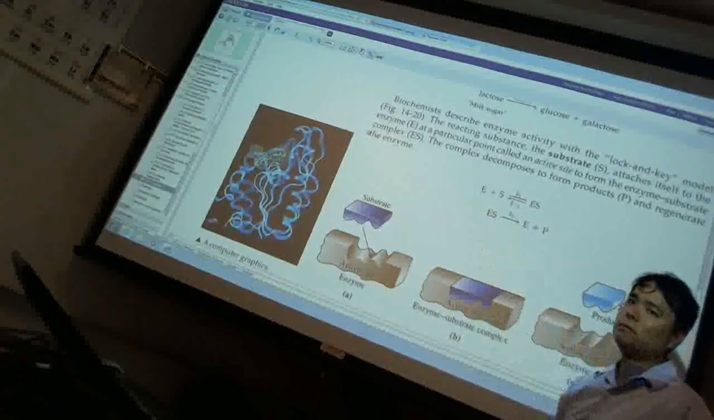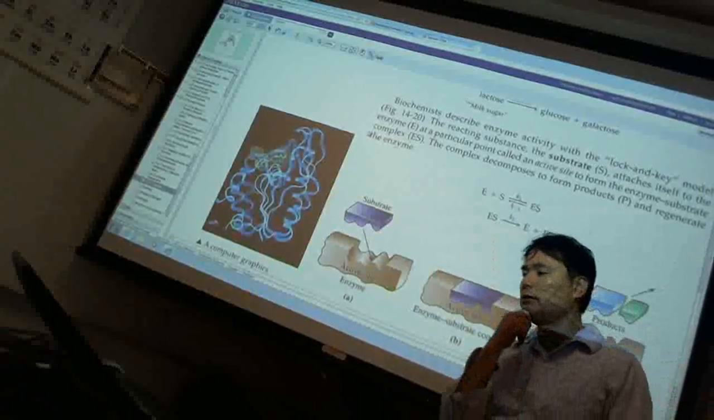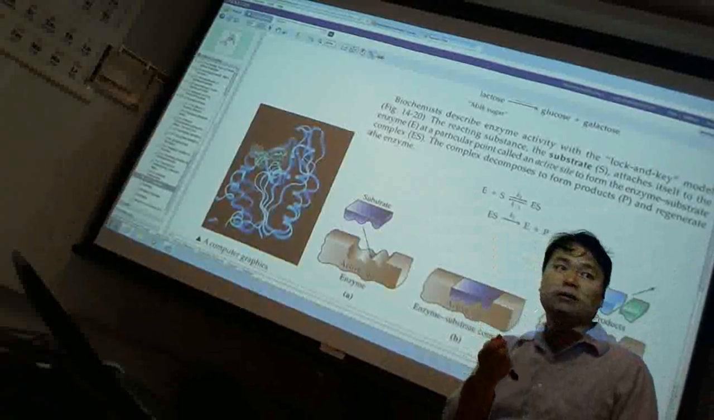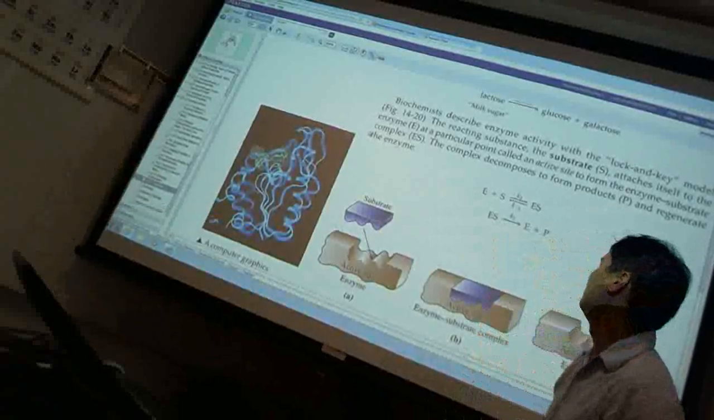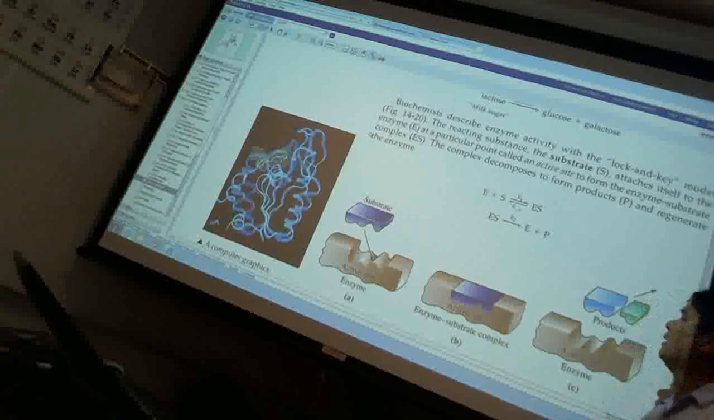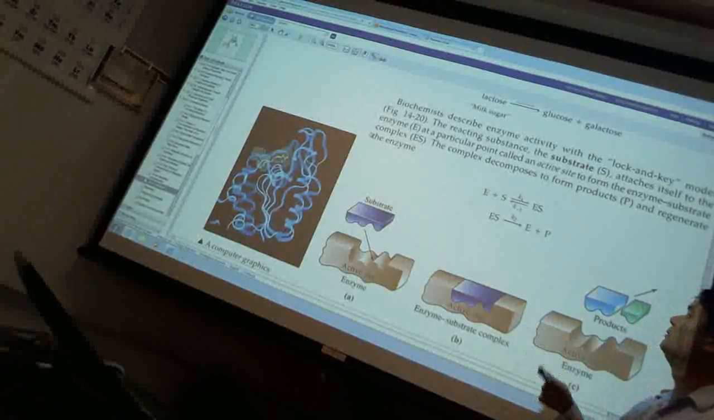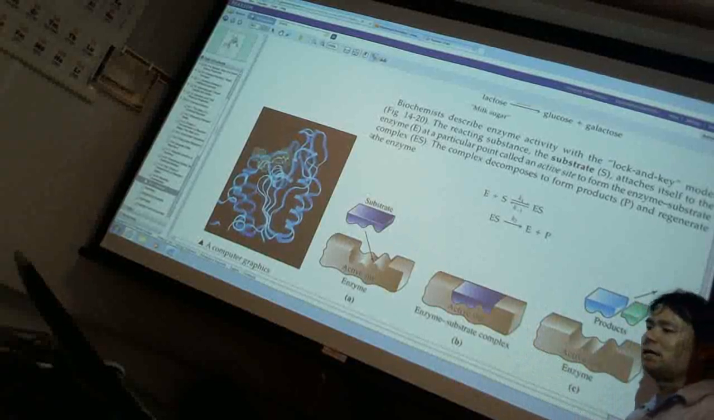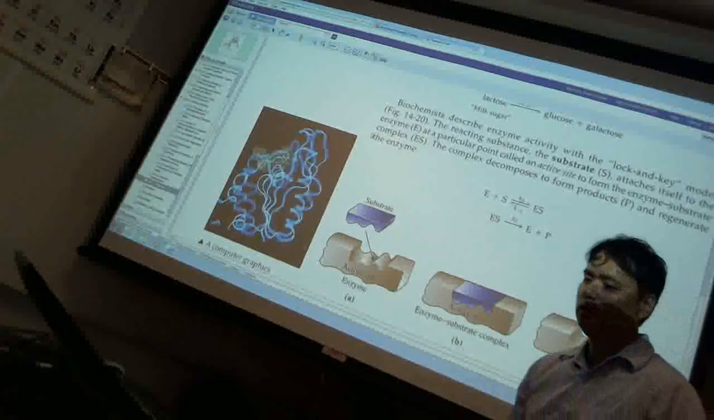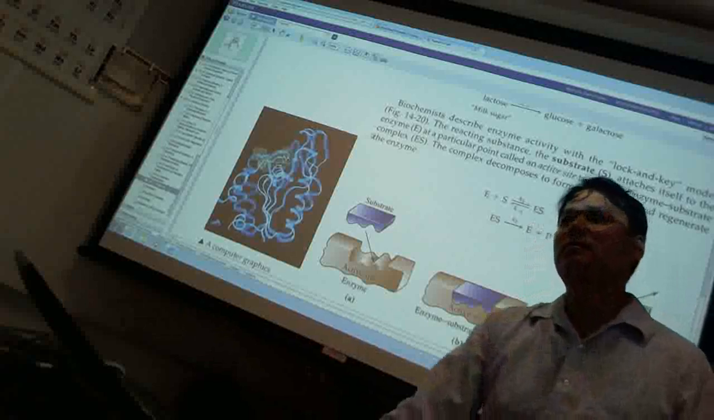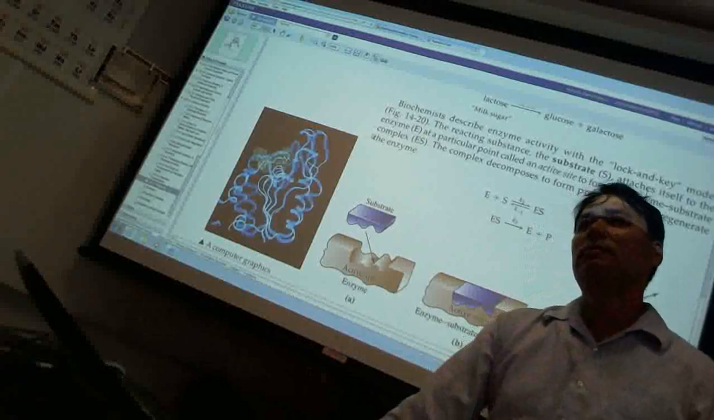Right? But there's a problem. ES is an intermediate. We can't have an intermediate in our rate law. And so we need to get rid of the intermediate. And so what we're going to do is the steady state approximation. So go ahead and make the steady state approximation. What would you write down?